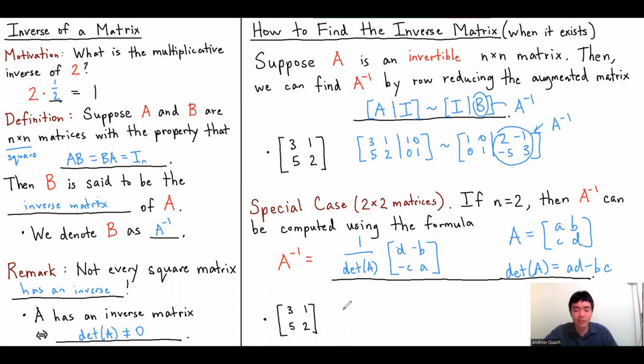So we can apply it here and notice that we just take 1 over 3 times 2 minus 5 times 1, which is 1. And then we just flip those A and D to become 2 and 3, and then this becomes -5, and this is -1. So this checks out with this formula. And there you go. This is just a short video on the inverse matrix.